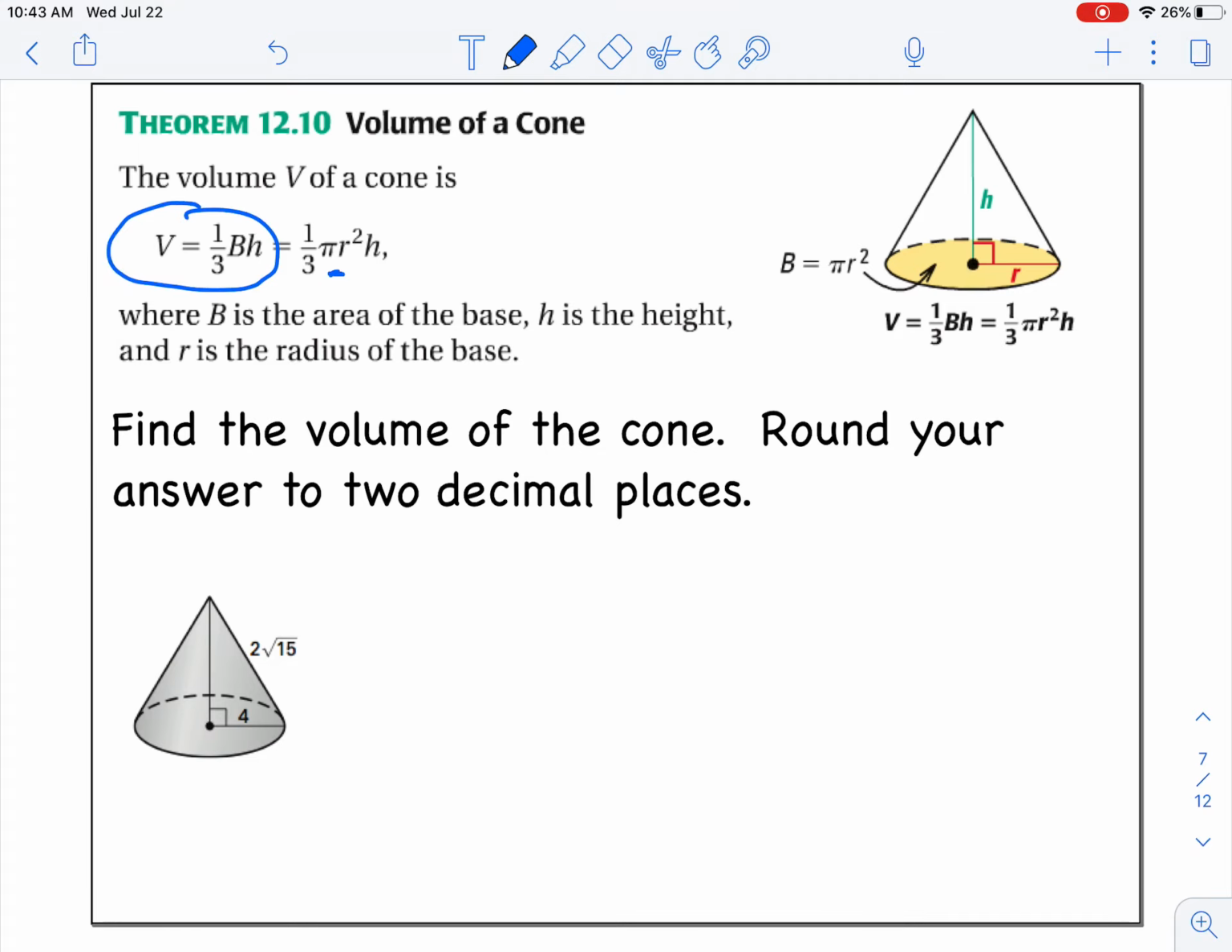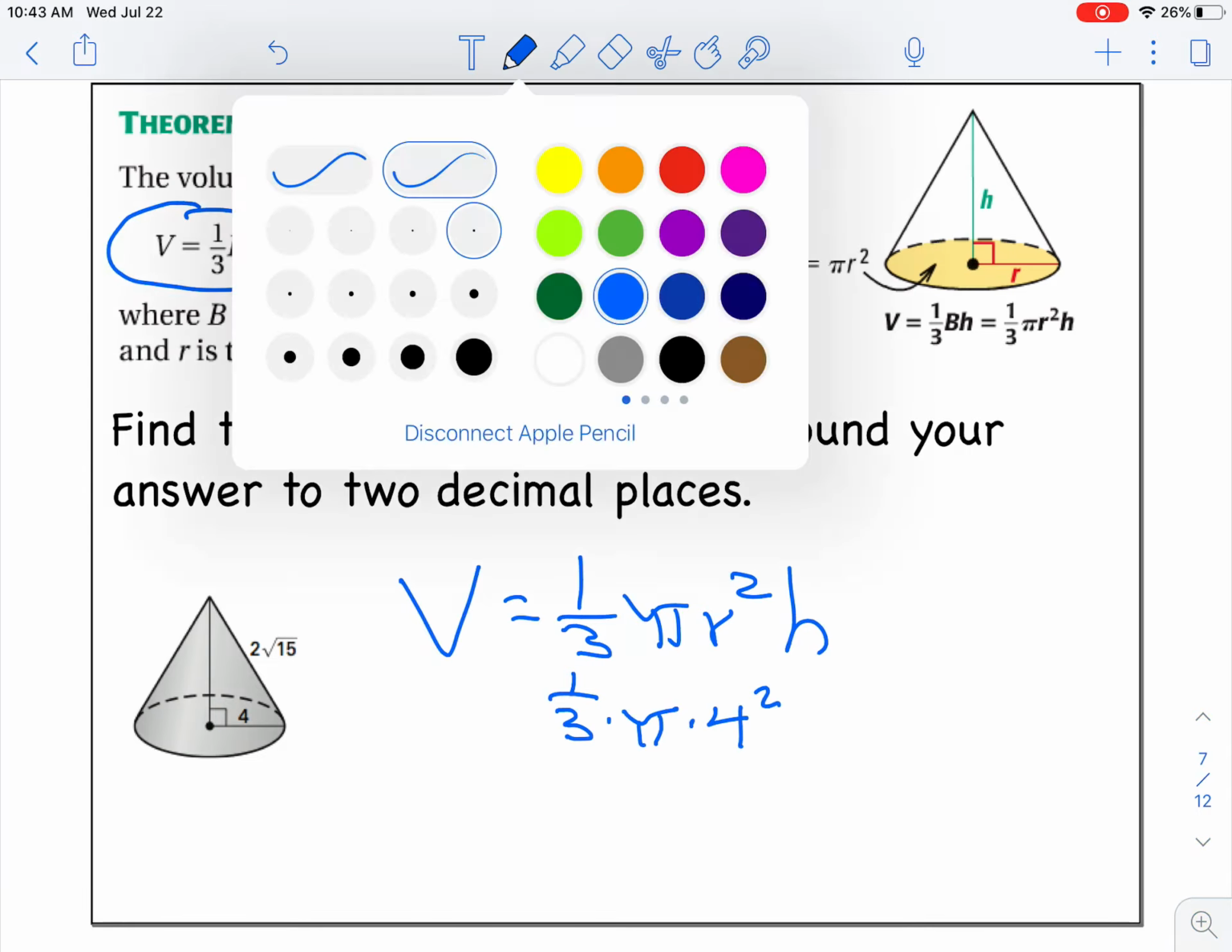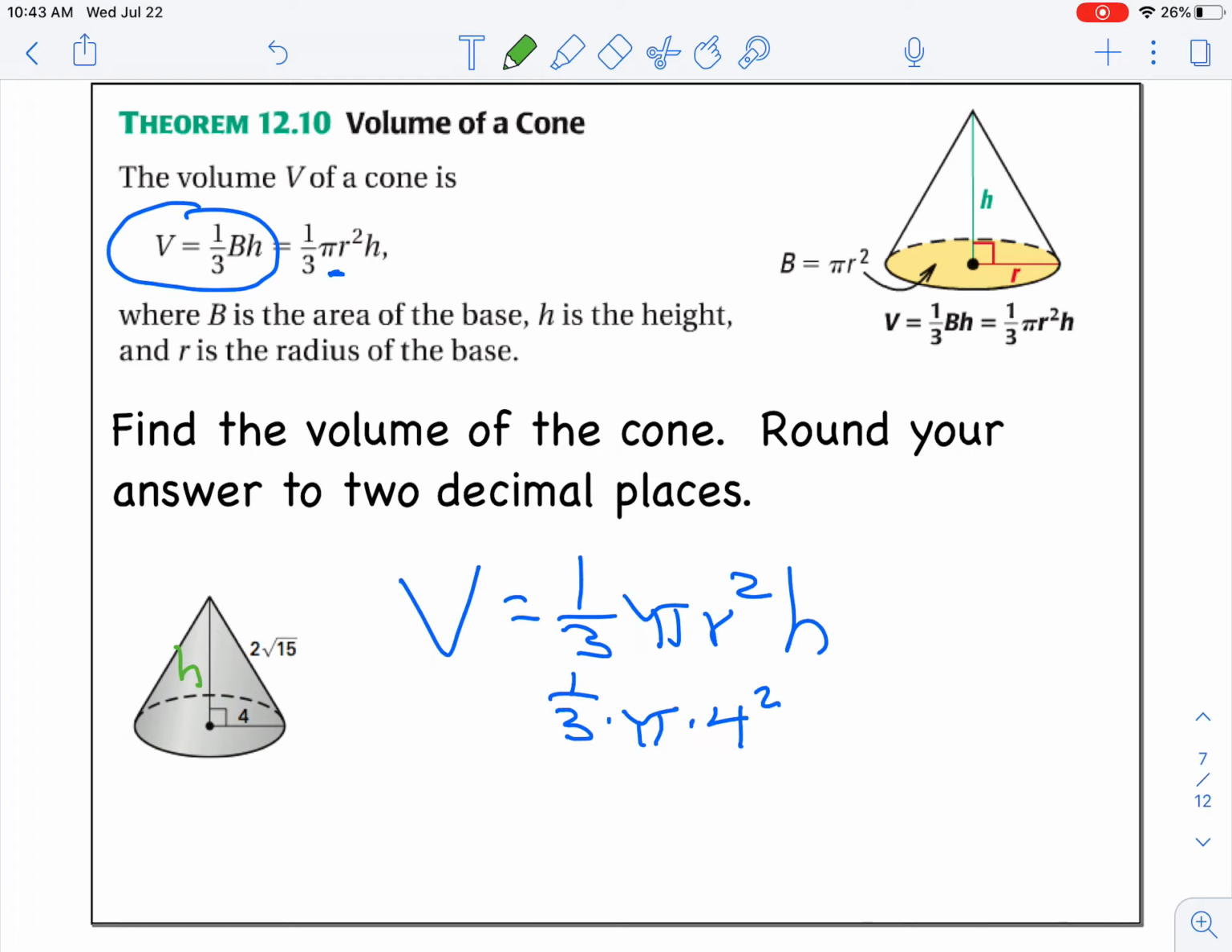So if we are finding the volume of this, volume equals 1/3 pi r squared, area of the base, times the height. My radius is 4, so 1/3 times pi times 4 squared, and I need my height. I don't have my height for this. Now, this piece right here, this is the height. The other piece of information they gave me right there is the slant height. But I can use that with the Pythagorean theorem.